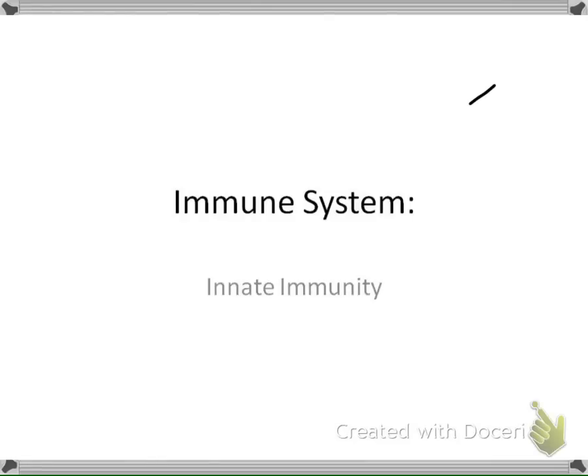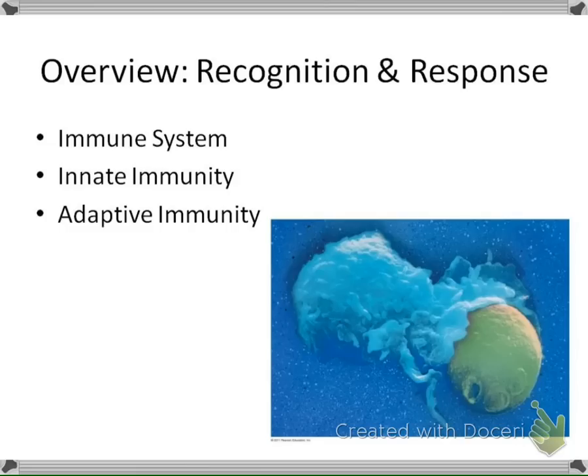Okay, the immune system. We're in chapter 43 now. So the immune system needs to recognize and respond anytime you have a pathogen. Pathogen is a generic term for any agent that causes disease. It could be virus, bacteria, fungi, or protists.